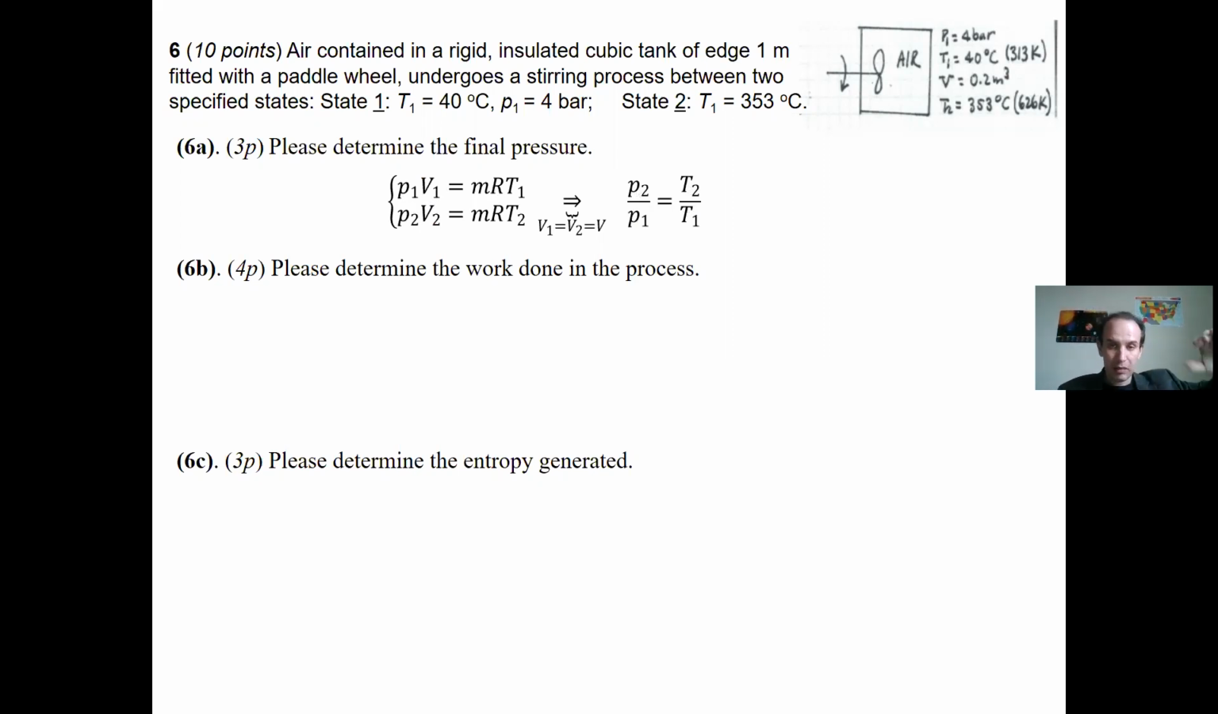Why is it nice? Because you actually don't need to identify M and find M. You just have it like this. And so what do you put instead of T2 and T1? What is T2? What will you do here? You will say it's equal to what? You will write 353 over 40, right?